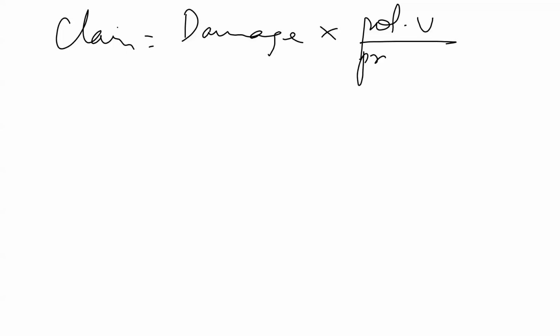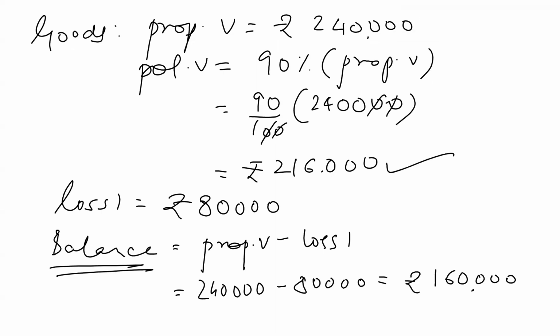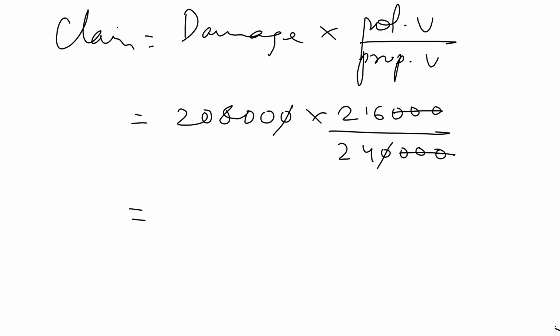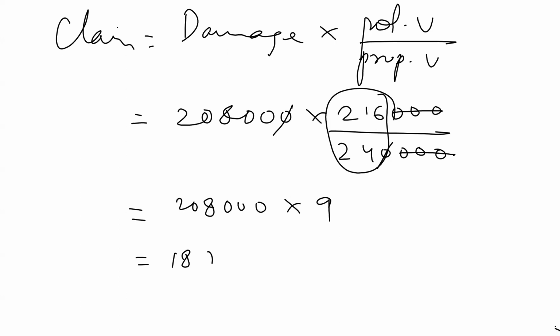but we are considering only goods over here. 2,08,000 into policy value. Policy value of the goods, we have calculated that, 2,16,000, and the property value is 2,40,000. Cancellation of the zeros. Okay, right. So if you go on reducing this, you'll get 9. So 1872000. Just a second.